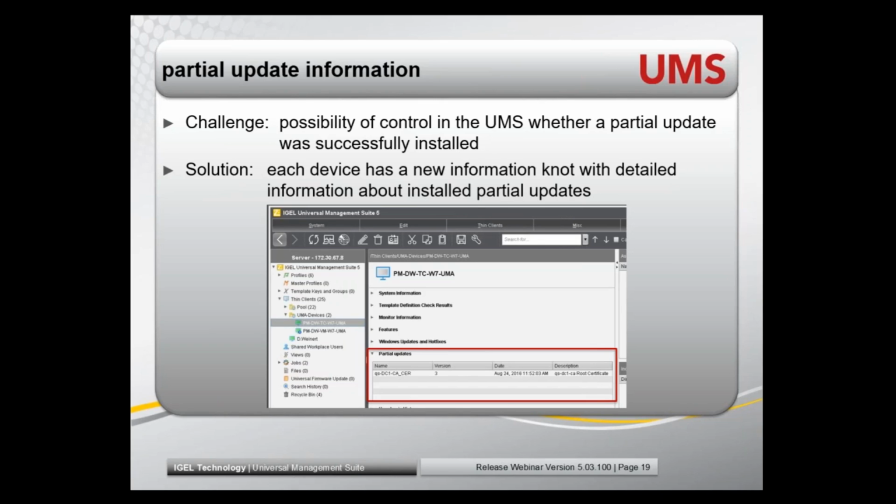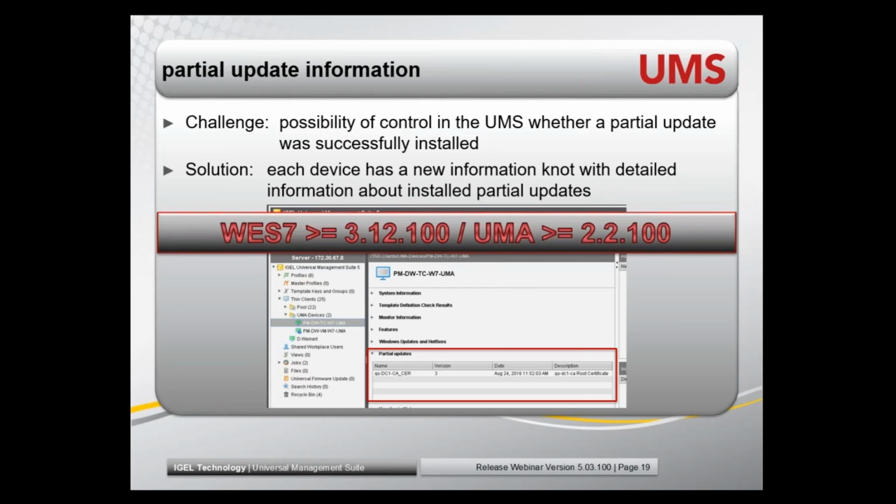It's a UMA device, so a Windows 7 notebook. And then you find in the system information a new entry called partial updates, and here you see the name of the partial update, the version, the date when it was installed, and the description. This is a root certificate which has been installed on the thin client, on this Windows 7 device. For this, you need the Windows 7 version 3.12.100 or the UMA version 2.2.100.